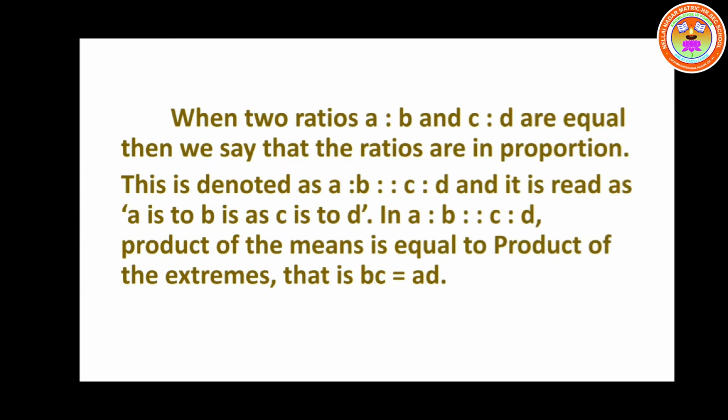If BC and AD are equal, then it is called a proportion. What is the meaning of equal? You have to get the answer equal. That is, if the BC value is 10, you have to get AD also 10. If both the answers are 10, then they are in proportion. If you got one answer as 10 and the other as 5, then they are not in proportion. Have you all understood, children? The product of the means is equal to the product of the extremes.